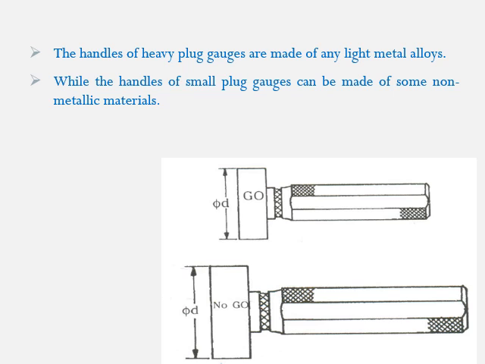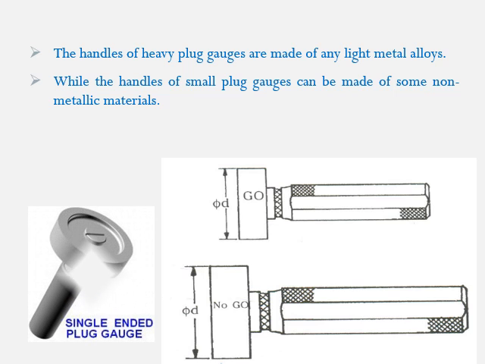This is done when the go gauge or no go gauge is meant for checking larger diameters. Such kinds of plug gauges we call heavy plug gauges, and the handles are generally made of a light metal alloy, so that it is easy and feasible for the user, while the handles of small plug gauges can be made of some non-metallic materials.